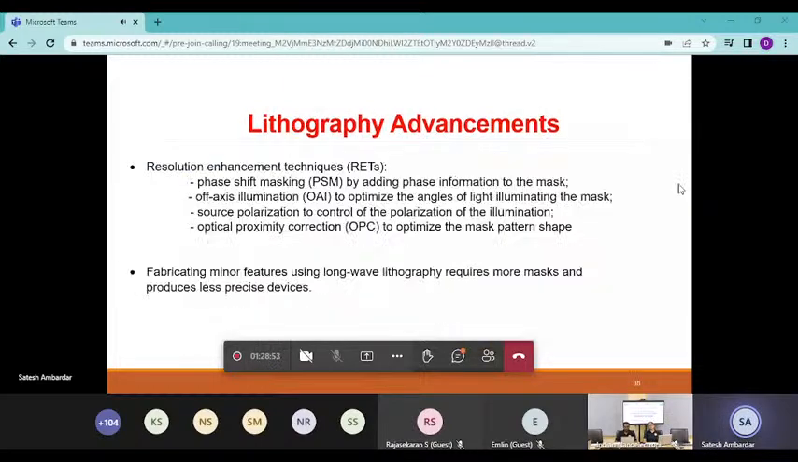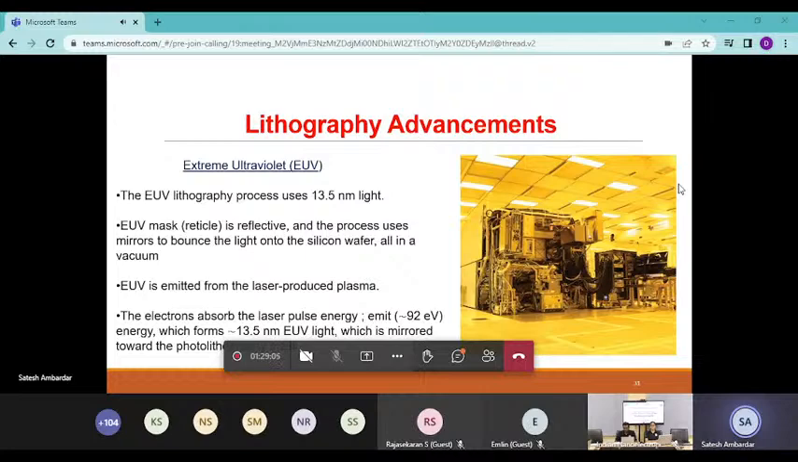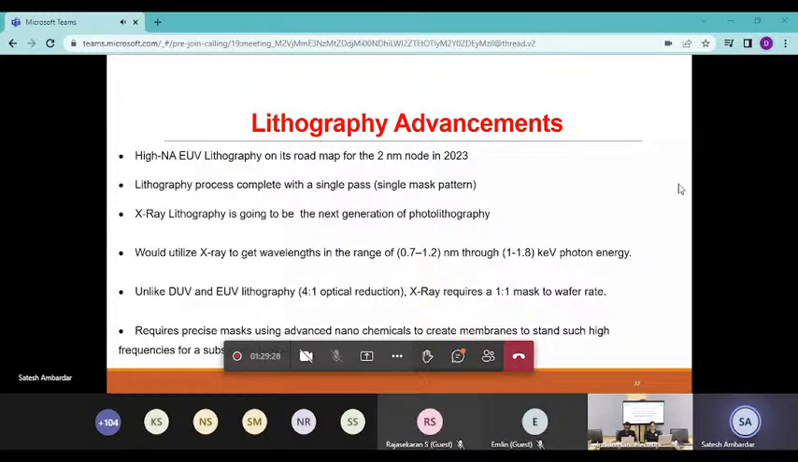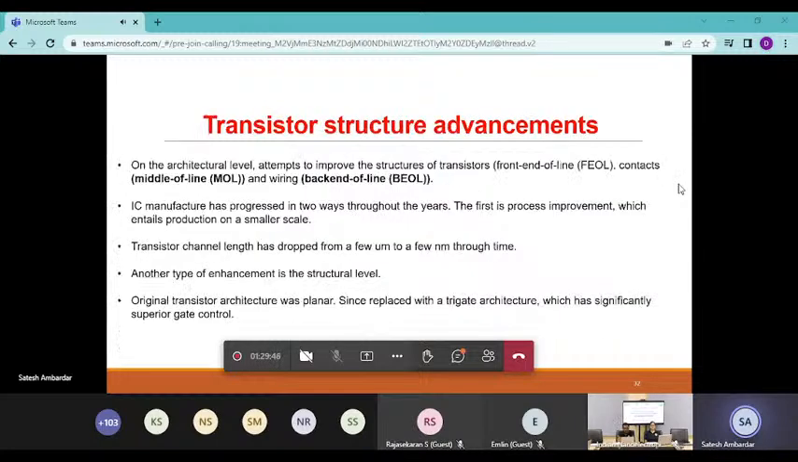As I mentioned, there are resolution enhancement techniques: phase shift masking, off-axis illumination, and source polarization. These are all the resolution enhancement schemes used nowadays to realize advanced nodes of 40 nanometers and below. EUV is the lithography process employed in any modern fab at 40 nanometer and below technology nodes. Here the wavelength is 13.5 nanometers. The next generation of lithography would be X-ray lithography, which can give us a wavelength of 0.7 to 1.2 nanometers. So we can have advanced nodes of 2 nanometers and below even using X-ray lithography. These advancements are underway.